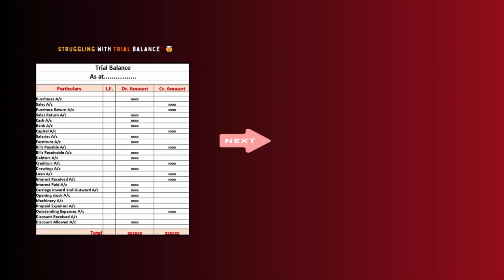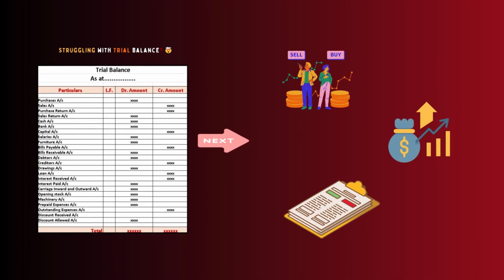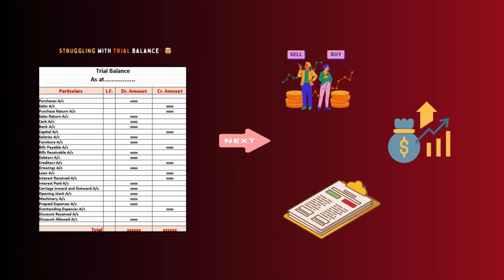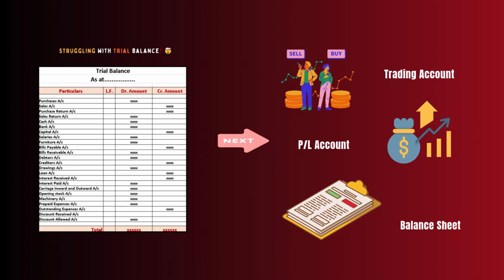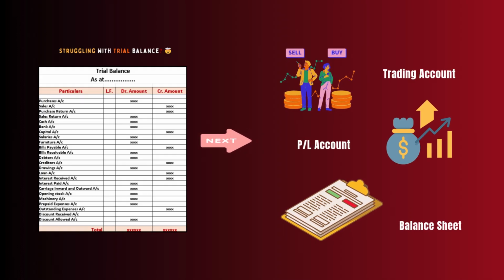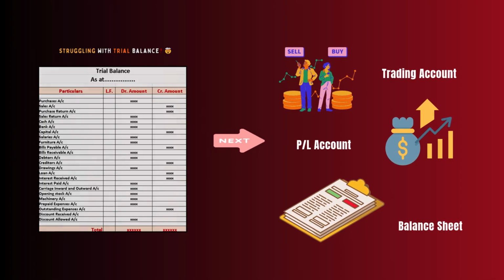Now, our next step is to prepare the final accounts, which include the trading account, profit and loss account, and balance sheet. These statements help to know how much profit or loss the business has made and what is the financial position of the business at the end of the year.